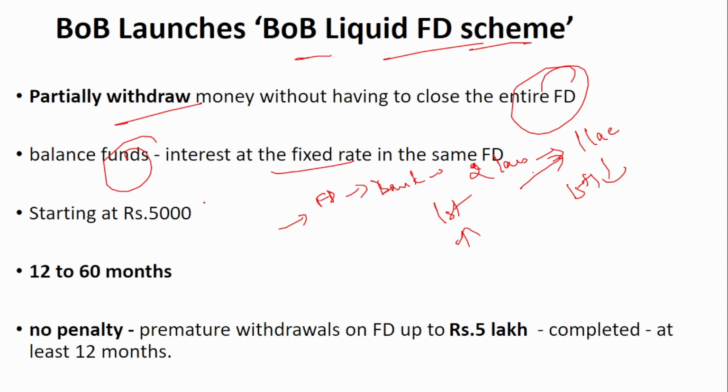So this scheme starts with a minimum of rupees 5,000. The tenure ranges from 12 to 60 months. And also there is no penalty. When premature withdrawal is done, on whatever you withdraw prematurely, up to 5 lakh there is no penalty if you have completed 12 months. Here you are withdrawing within 15 days, so you will have to bear a penalty. So this is the BOB Liquid FD scheme.